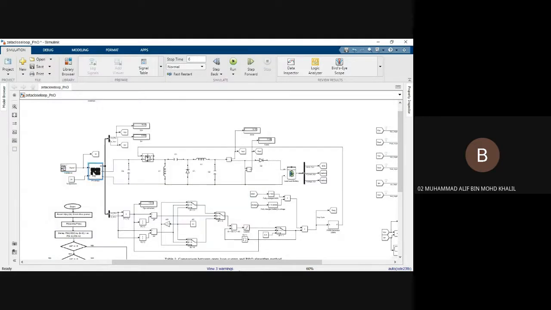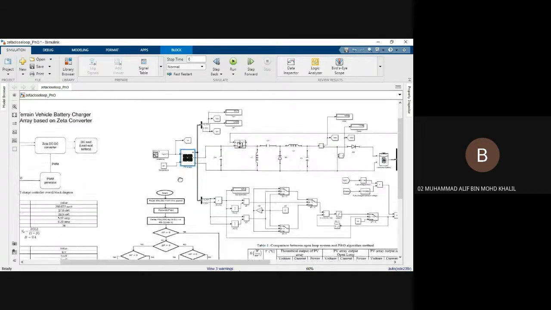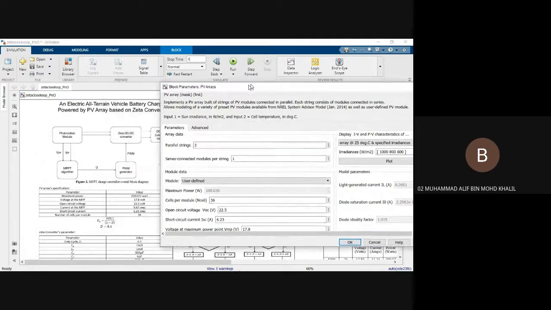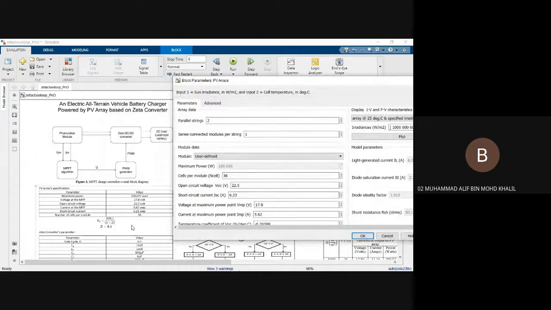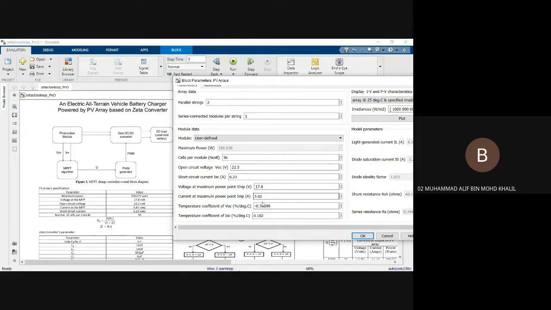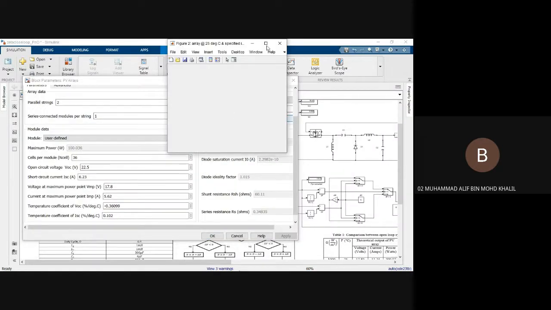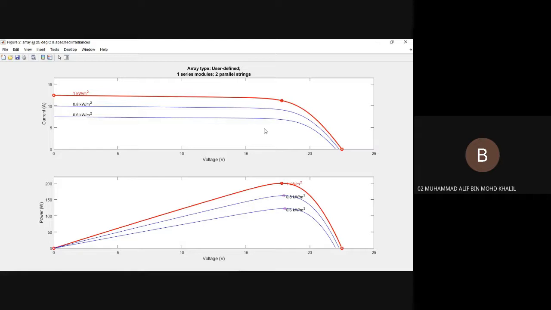Next, we're gonna see the PV module block. The PV module block follows these parameters. You can see here the number of cells is 36, the open circuit voltage is 22.5, short circuit current 6.23, the V max is 70.8, and the current at MPP is 5.62. So we're gonna plot it to see the irradiance at 1000, 800 and 600 irradiance.